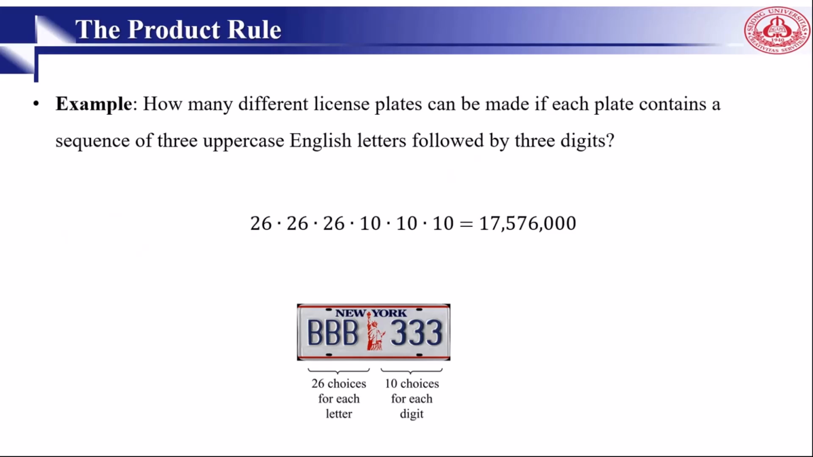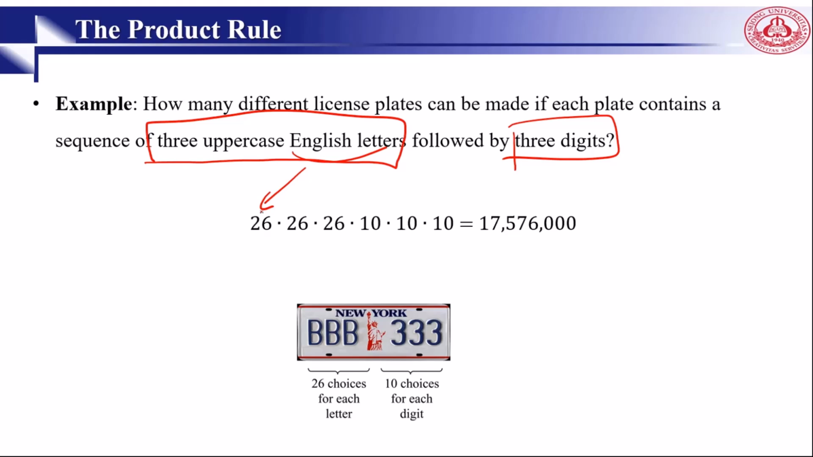Another example is license plates. Every car needs to have one. I want to see how many different license plates can be made if each plate contains 3 uppercase English letters and 3 digits. First we should check the domain. What are the possibilities? English letters are 26 characters, A, B, C to Z. Digits are 10. So we have 26 to the power of 3 times 10 to the power of 3, which gives you 17,576,000 possibilities.